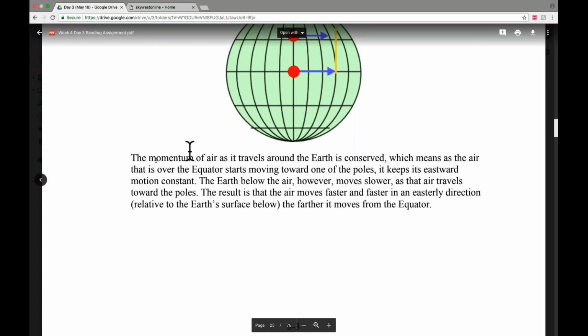So like you were saying, Rex, right here. The momentum of the air as it travels around the Earth is conserved, which means as the air over the equator starts moving towards one of the poles, it keeps its eastward motion constant. The Earth below the air, however, moves slower, and as the air travels towards the poles, the result is that air moves faster and faster in an easterly direction the farther it moves from the equator.